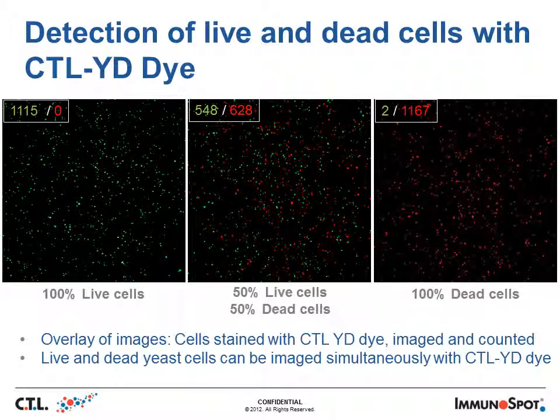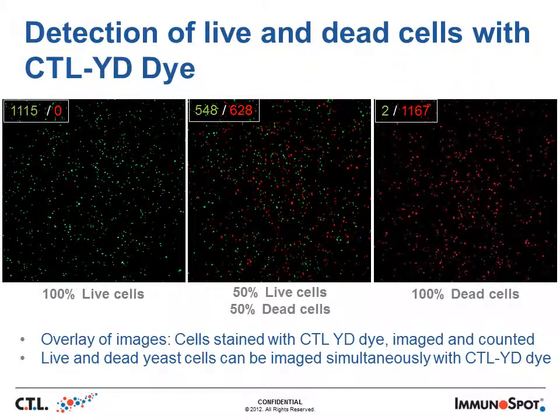We can see a 100% live cell population that's mostly stained with the live dye, a 50% live and a 50% dead cell population with separate live and dead cell staining, and a 100% dead cell population that is stained mostly with the dead cell dye. We can see both populations can be imaged simultaneously with the CTL-YD dye.